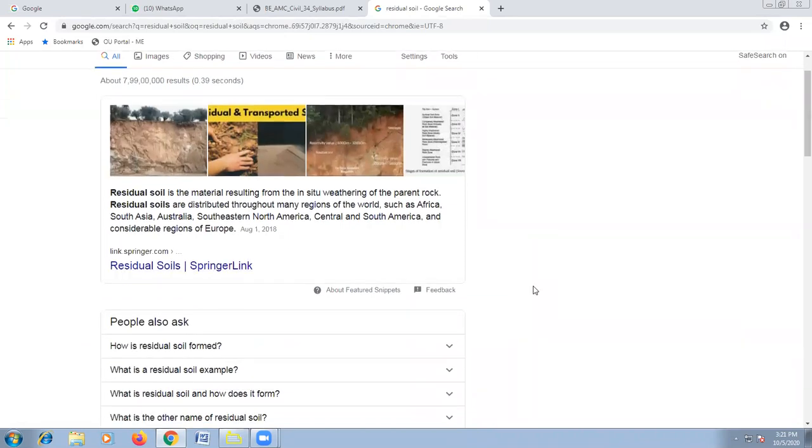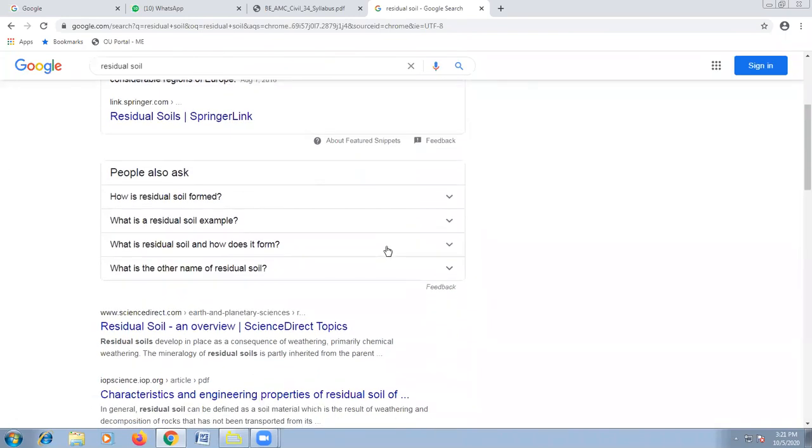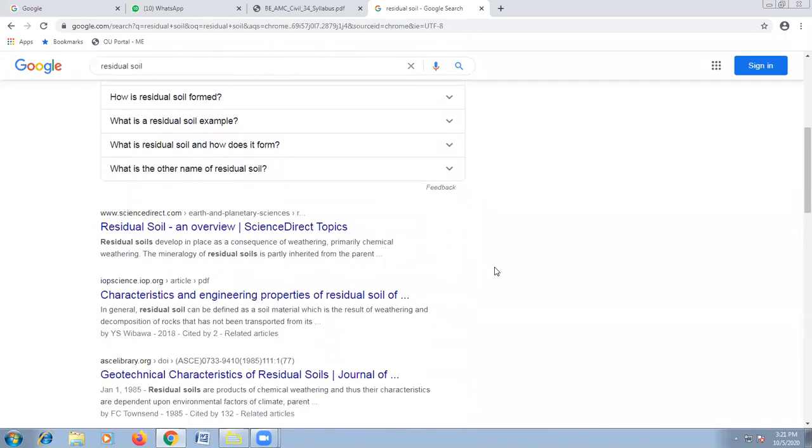See here, residual soil is the material resulting from in situ weathering of the parent rock. Generally, when soils are not transported during or after their formation and cover the parent rock, they are known as residual soils. So if you have parent rocks and weathering has occurred, and the soil particles have not moved from there, if they are present over there itself, then those are known as residual soils.